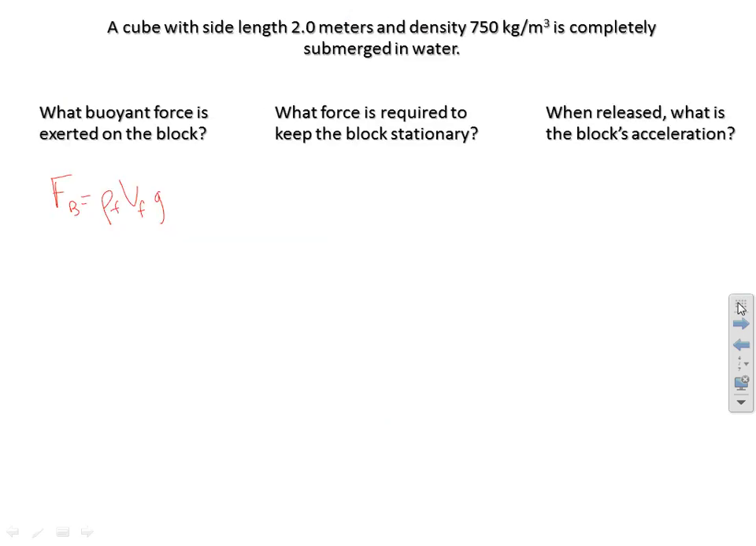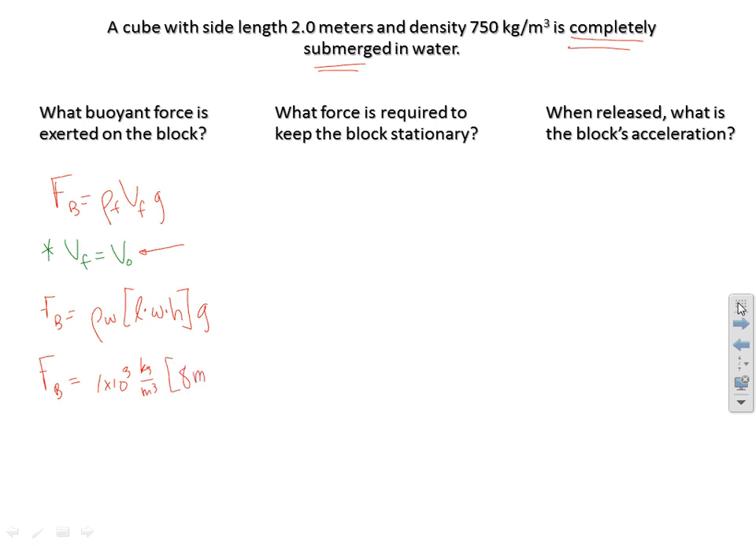Now here, the buoyant force. Notice, completely submerged. That means for us that V fluid is the same as V object. That means we can write this as FB is rho fluid, and that's rho of water, times V object, which is length times width times height, because it's a cube, times G. So I'm going to write this as FB is 1 times 10 to the third kilograms per cubic meter times 8 cubic meters times 10 meters per second squared.